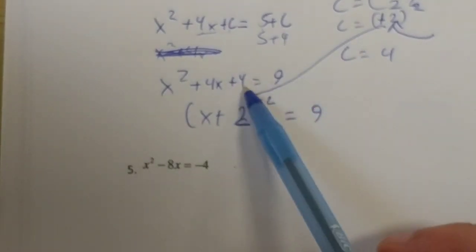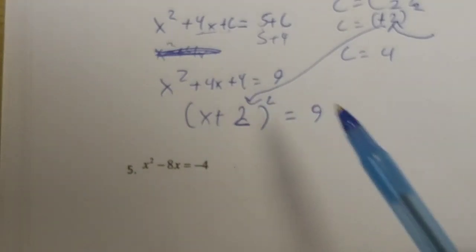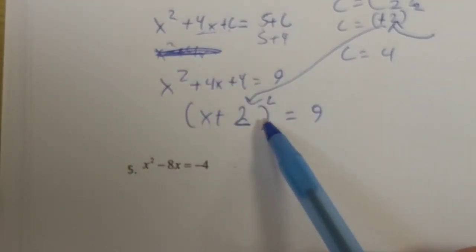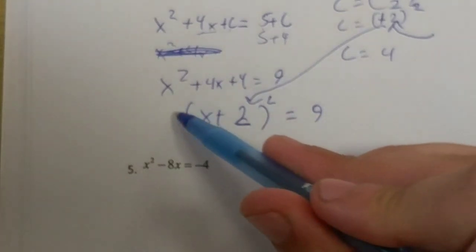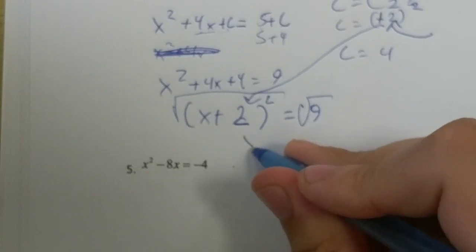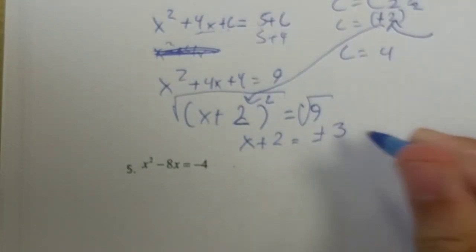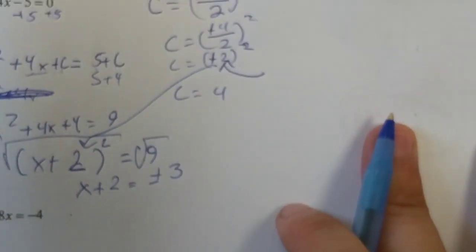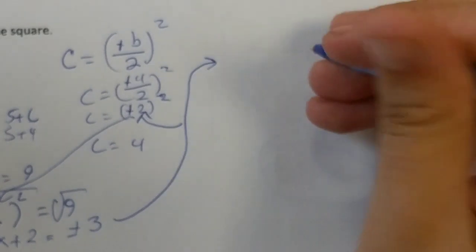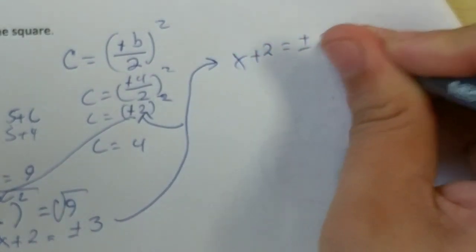If you don't believe me, just find what multiplies to 4 and adds to 4. Happens to also be 9. So x plus 2 squared equals 9. We're going to square root this whole thing and square root that. So we have x plus 2 equals plus or minus 3. But we're not done yet, so I'm going to rewrite it over here, okay? X plus 2 equals plus or minus 3.